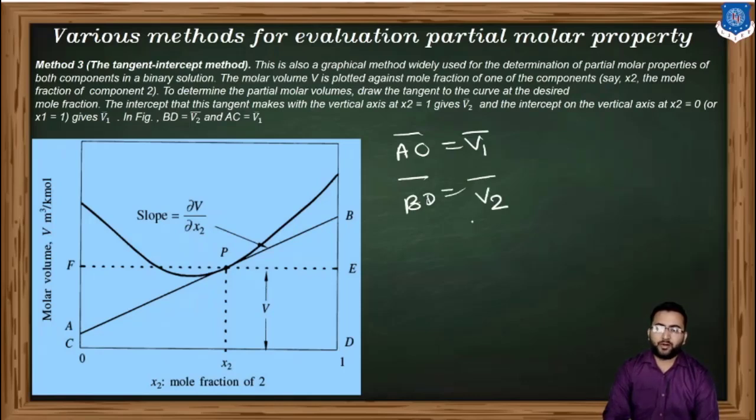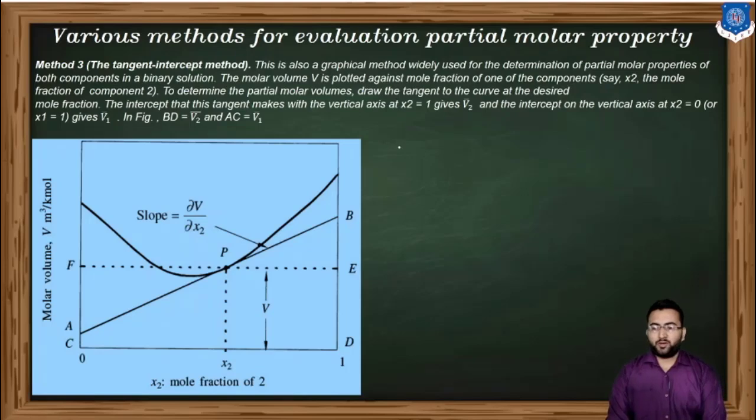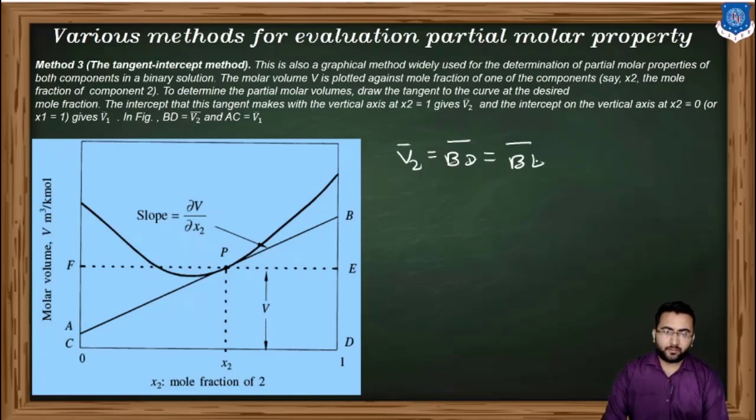volume of component 2. To make this topic clearer, consider this line BD, which is made from line BE and line ED. So using this line BD, which is equal to V2 bar, we can say that V2 bar, the partial molar property of component 2, can be given by line BD, which is equal to line BE plus line ED.